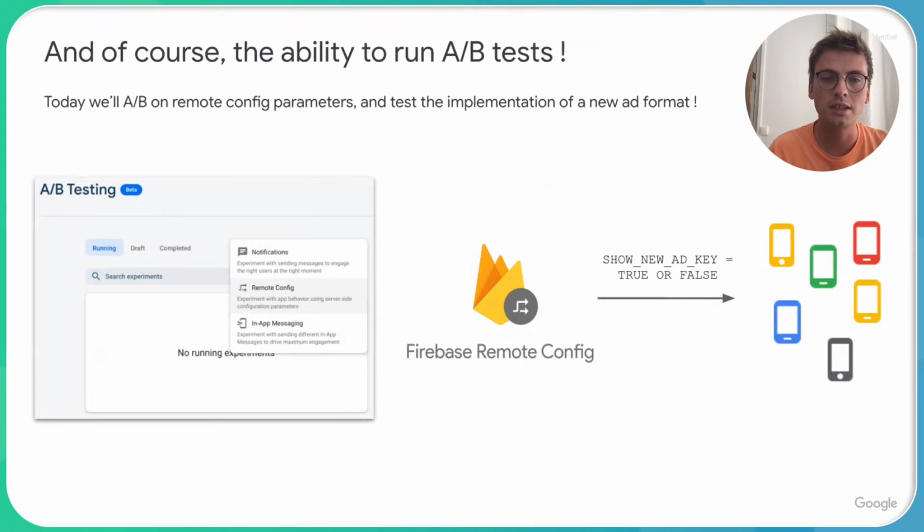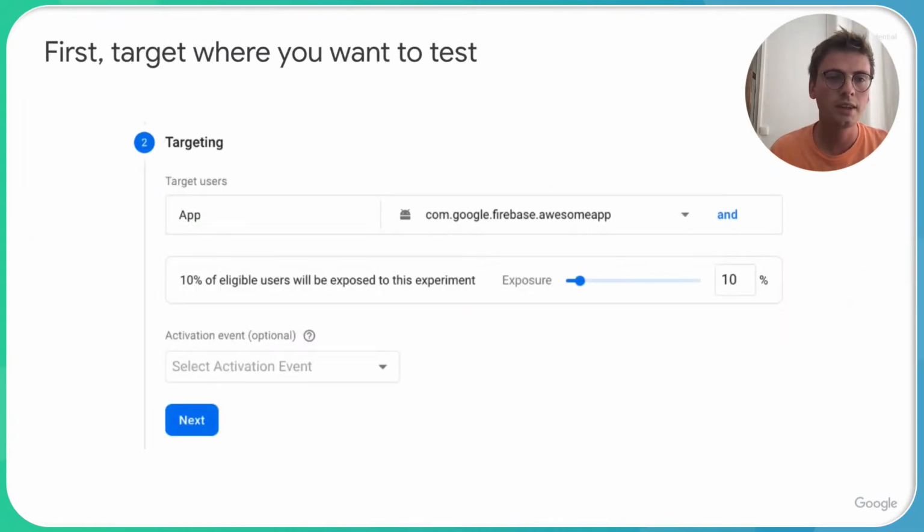And the two values can be either true. So in this case, I want to show the ad, and in the other case, it will be false because I don't want to display the other ad. So the first step is basically to create these remote config parameters, and then to set up an A/B test based on these remote config parameters.